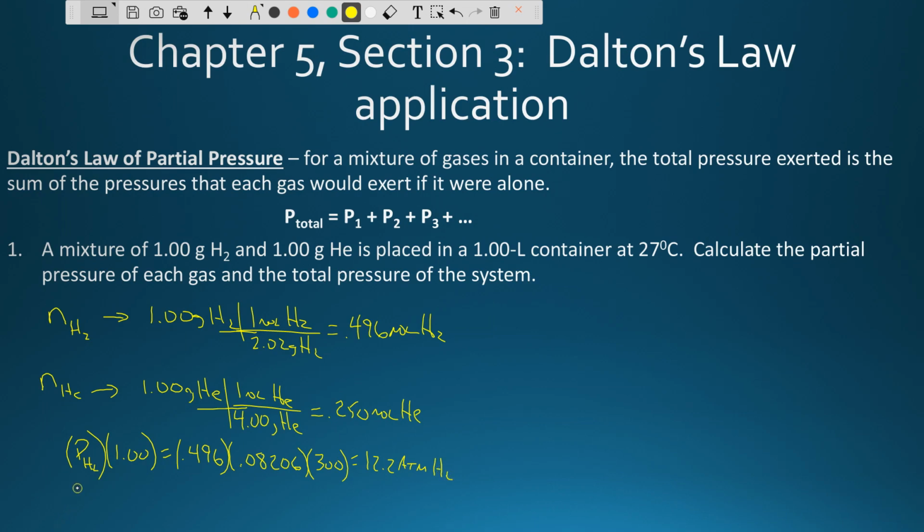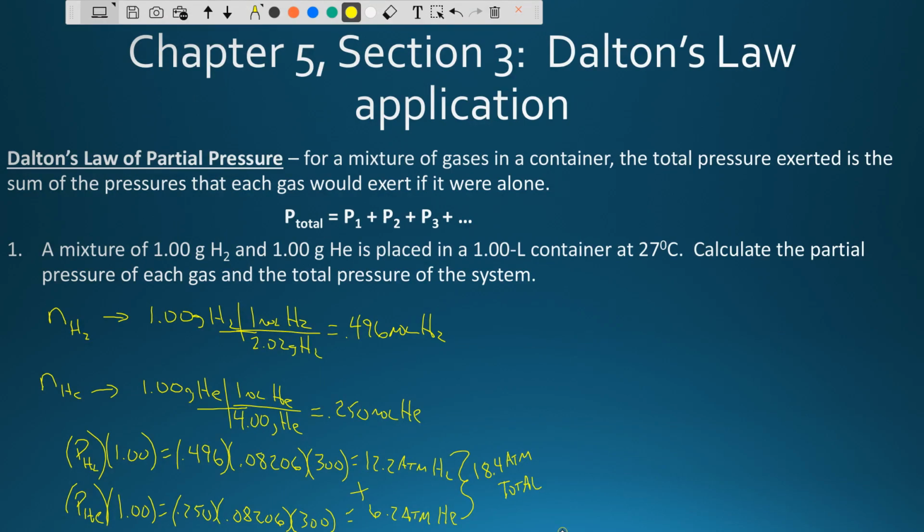Okay, now let's do the same thing for pressure for my helium. Okay, it is a 1 liter container, and I have 0.250 moles. 0.08206 is my constant, and the temperature is once again 300. And so I have 6.2 atmospheres of helium. Okay, so Dalton's law of partial pressures says that I can simply add those up, and those two together will end up being 18.4 atmospheres total.